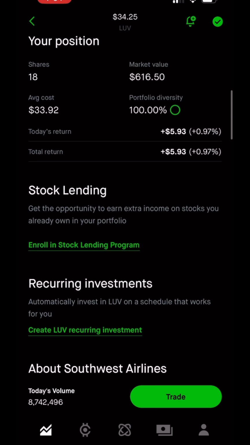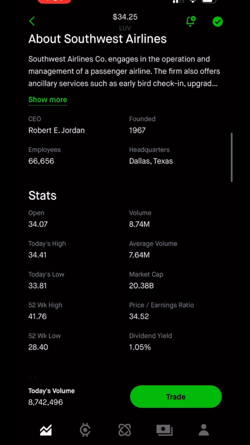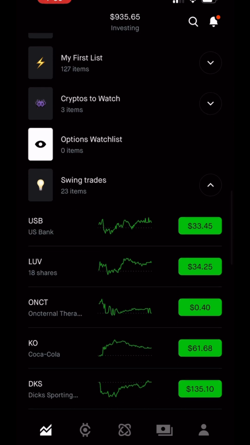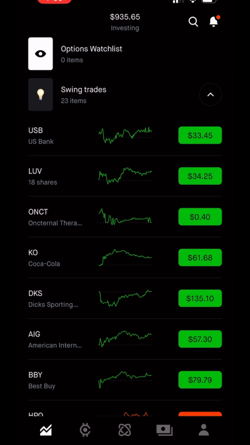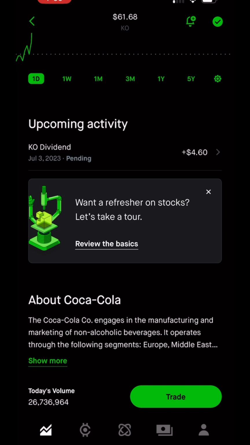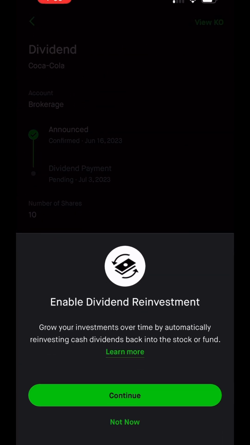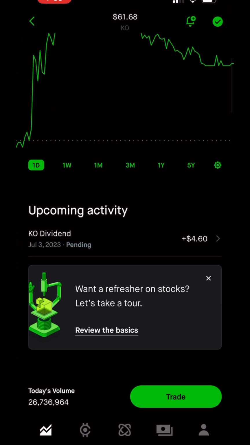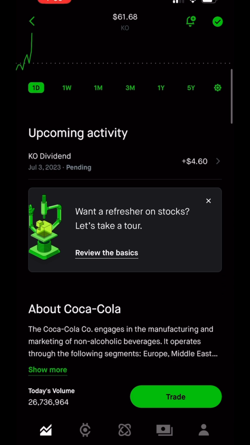So some stocks have dividends. You've got to look at the yield. Some don't. I have a watch list on here for swing trades. This is some of the trades I'm looking at. I was invested in Coca-Cola last week and earned a tiny, as you can see, KO dividend pending. It's like $4.60 pending, which I'm going to get paid. My payment for the dividend is July 3rd, 2023, where I'm only getting paid $4.60. It's awesome because I actually had this stock only for a couple days, and you're going to get a payment on that. So that's cool.